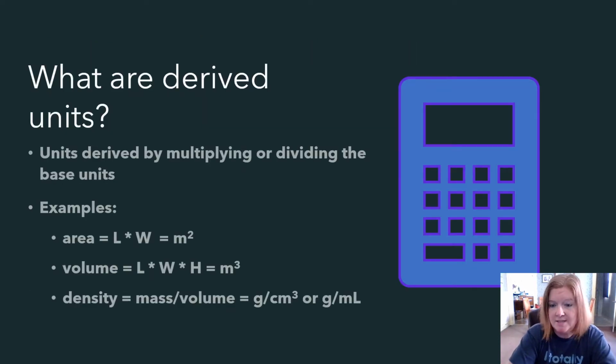Okay, so derived units. Let's talk about them for a minute. I won't test you on this, but I think it's just an important concept to understand. So they're units that are derived only by multiplying or dividing the other base units. So for example, area is length times width. So meters squared is a derived unit. It's not a measured unit. You don't measure in meters squared. You measure in meters, but you get the derived unit of meters squared by doing the area formula. Same with volume. The derived unit is meters cubed. Density, the derived unit, grams per centimeter cubed or grams per milliliter. Okay, so again, you only get derived units by doing the calculations with measured units.